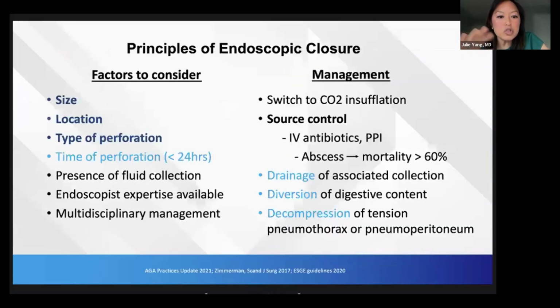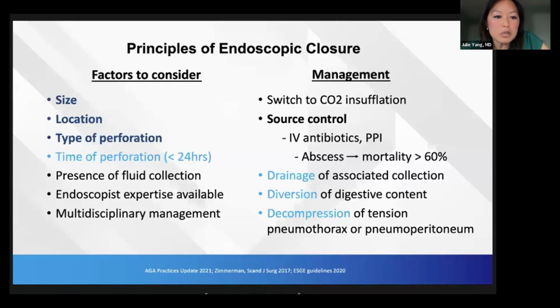So, principles in general for endoscopic closure, because obviously it's not just put a stent and walk away. Factors to consider when you're trying to take care of the situation are the size of the perforation, the location, the type of perforation, the time of when it occurred. Less than 24 hours is always the best. Presence of any fluid collection that you may have to manage, what your expertise is at your institution, and obviously a multidisciplinary management because these are not easy situations.